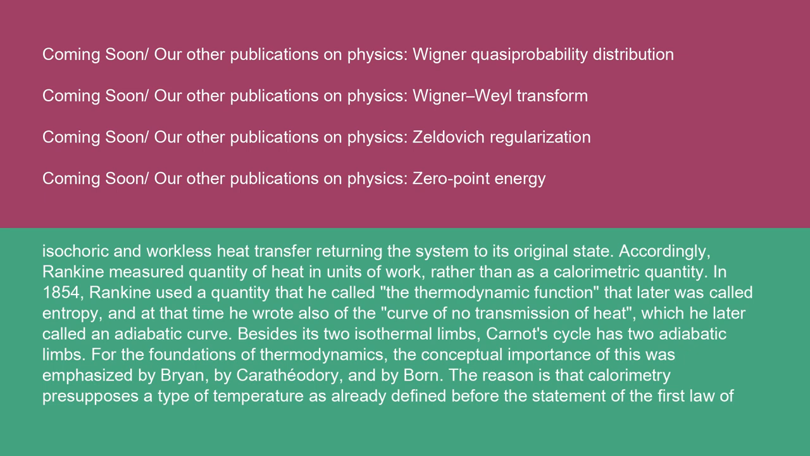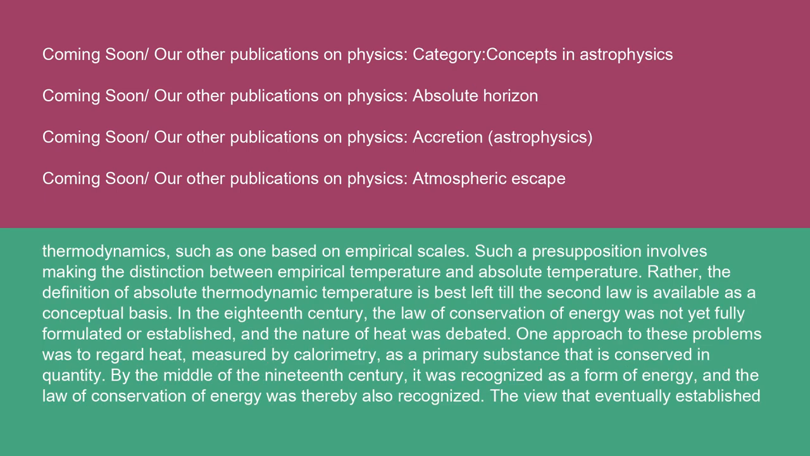The reason is that calorimetry presupposes a type of temperature as already defined before the statement of the first law of thermodynamics, such as one based on empirical scales. Such a presupposition involves making the distinction between empirical temperature and absolute temperature. Rather, the definition of absolute thermodynamic temperature is best left till the second law is available as a conceptual basis.